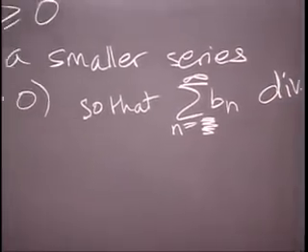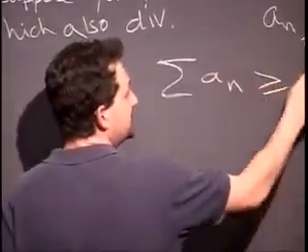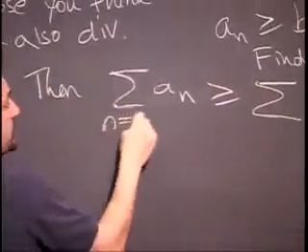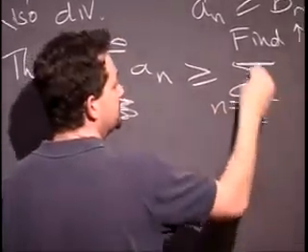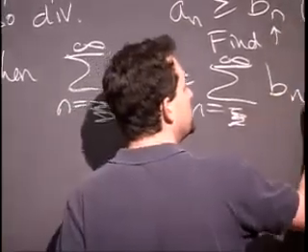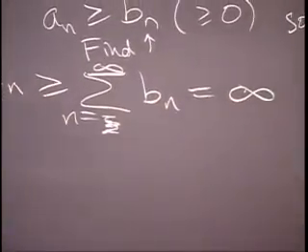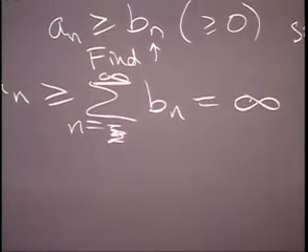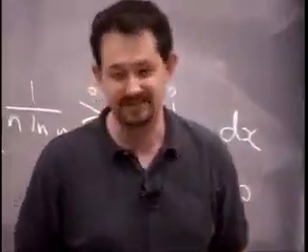Then the series that you want, n equals whatever, is bigger than your new series, which supposedly diverges. So you're adding up a whole lot of smaller things, and still get infinity. You are then floating above infinity, which means you're also at infinity.